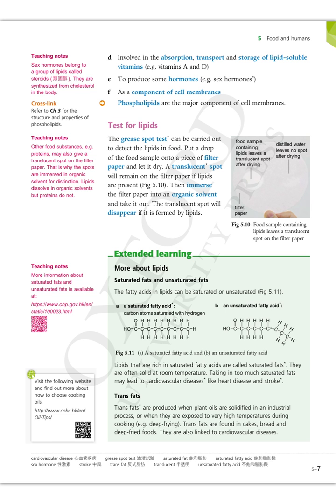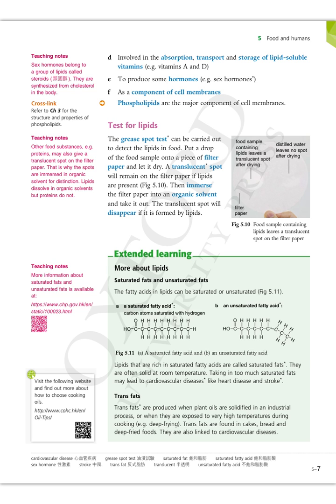Test for lipids. To test for lipids in food, we use grease spot test. The procedure is like this. First, you should rub a piece of food on a filter paper. Then hold the paper to the light. If a translucent spot appears, it indicates the presence of lipids.